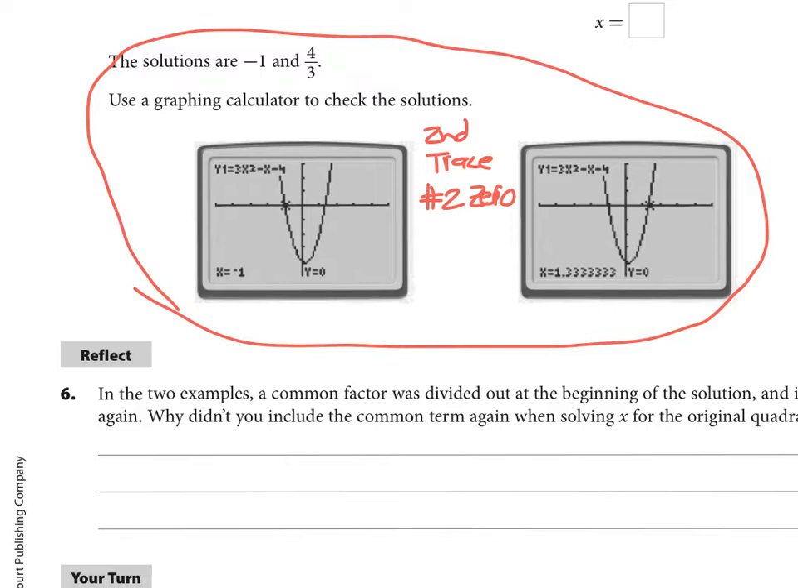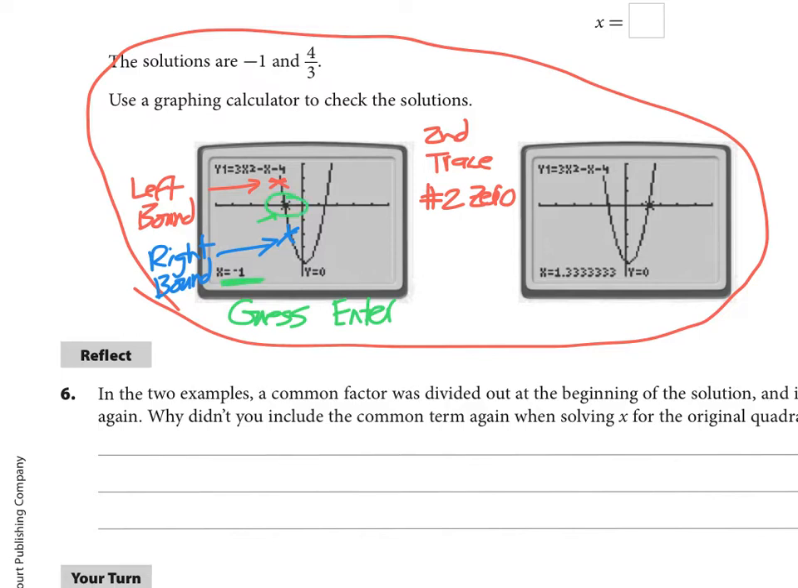It's going to ask you for left bound, right bound. So in this case, you would put your cursor here for left bound. And then you would move it down here for right bound. And then on guess, you just press enter. You can move it closer to where it crosses the x-axis if you want to, but just press enter and then it'll give you that point.